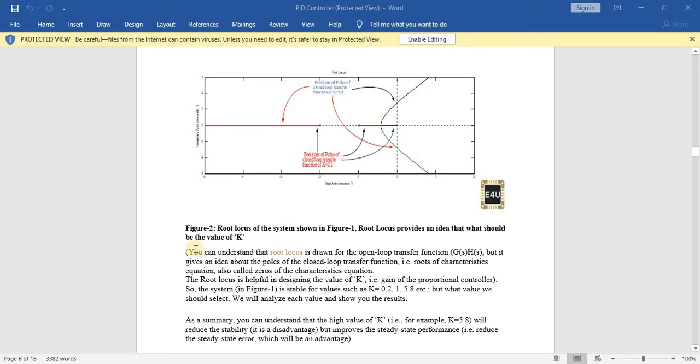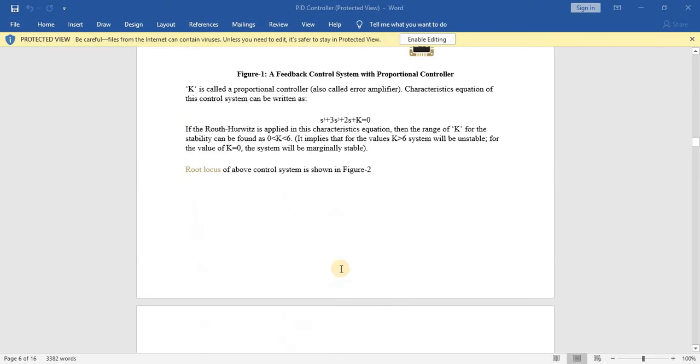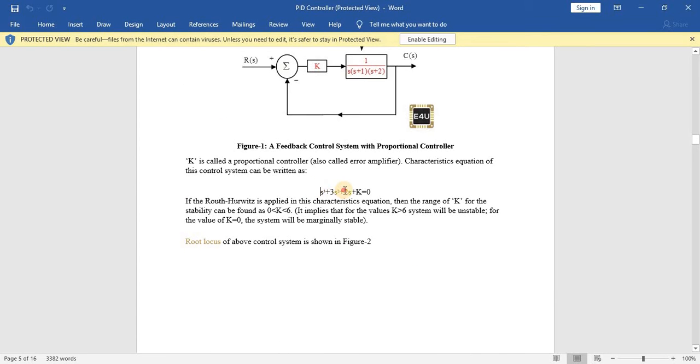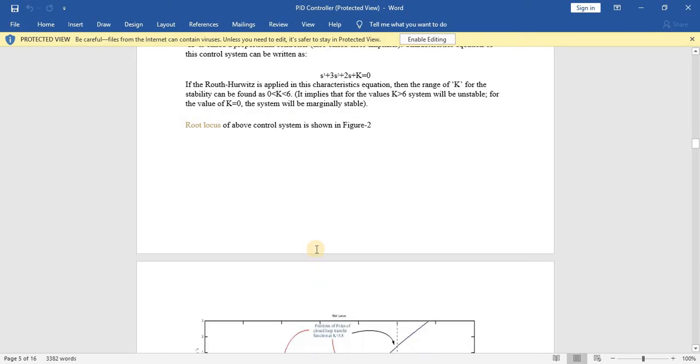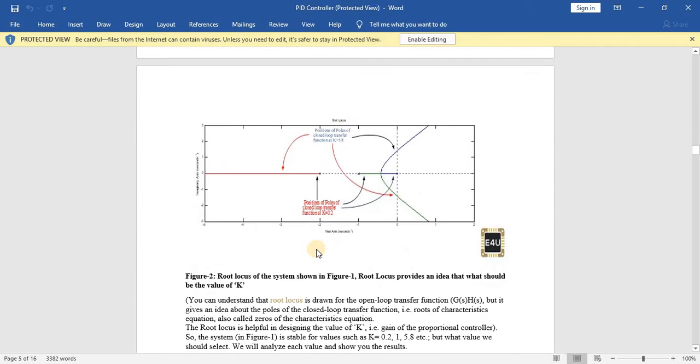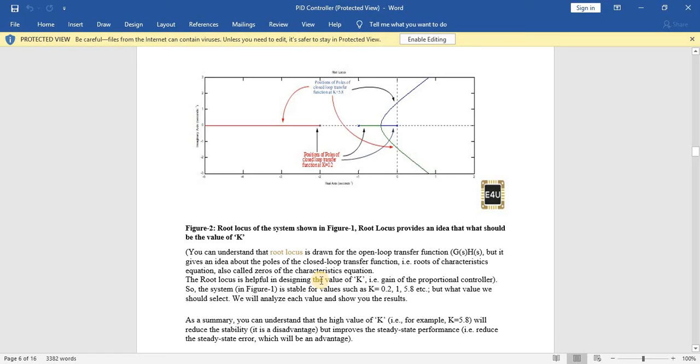So yesterday we left off up to here. We went through the root locus of this transfer function, and we used this characteristic equation to find the value of k, which is from 0 to 6. Okay, so now we are going to check the root locus or the stability for different values of k.